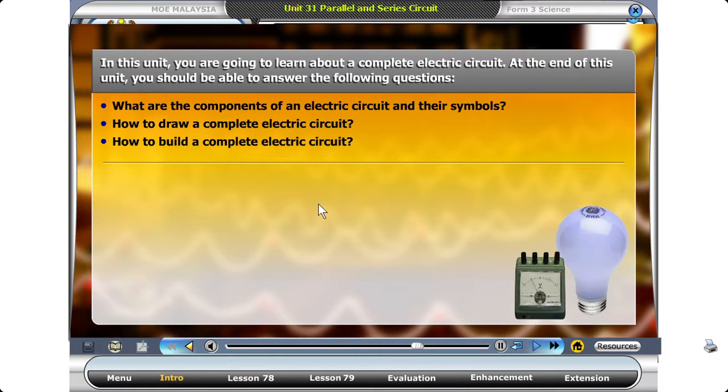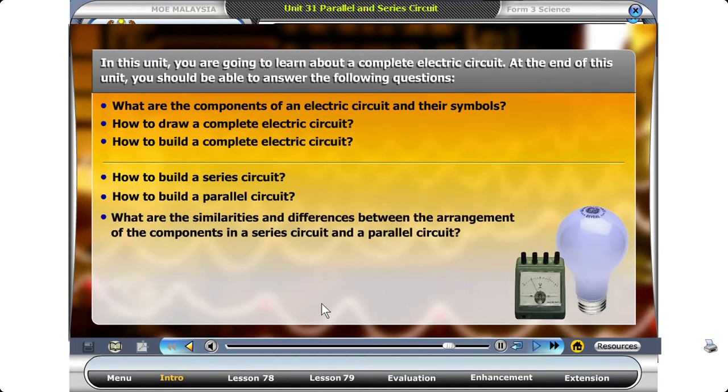How to build a complete electric circuit? How to build a series circuit? How to build a parallel circuit? What are the similarities and differences between the arrangement of the components in a series circuit and a parallel circuit?